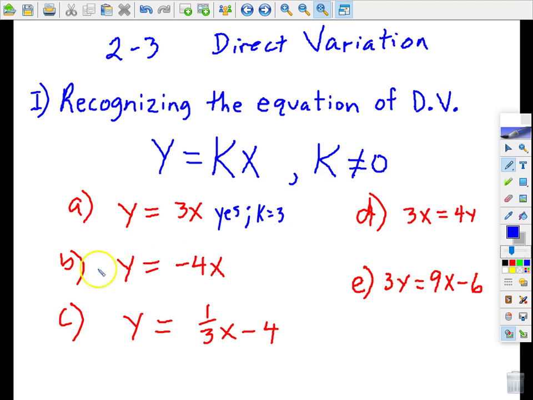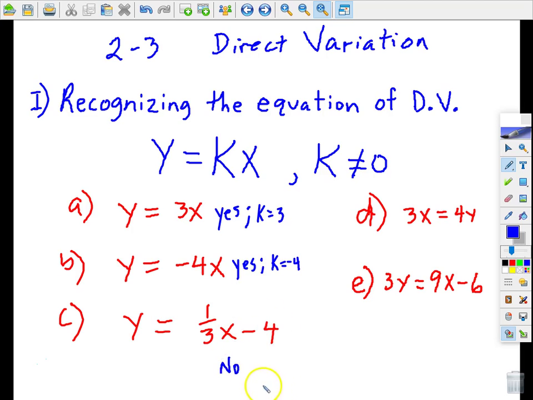Pretty simple. Letter B, very much like it. It's also direct variation. And in this case, we'll identify the constant of variation as -4. Letter C, however, has a y-intercept that's not 0. It's actually -4.